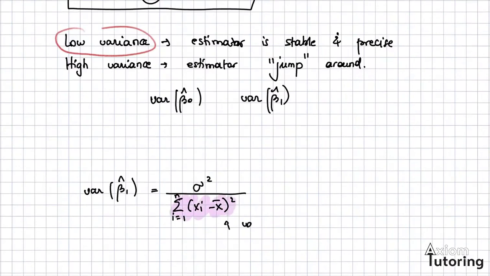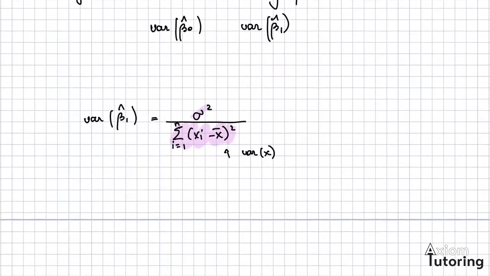And obviously, this gives us just the variance of the x formula. If you are wondering where this sigma square is coming from, that is mostly from the population, from the error term. Now, based on all of these elements that we have in here, what are the key takeaways that we can have from this formula?